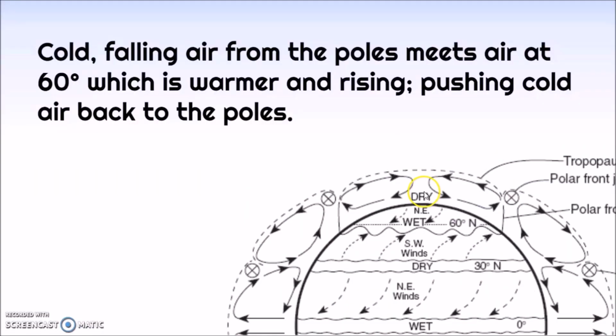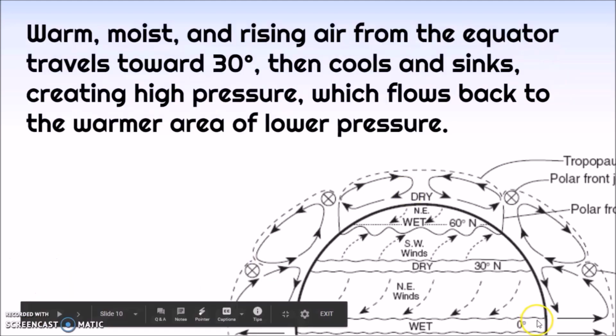In the North Pole, the cold air is going to fall. By the time it reaches 60 degrees latitude, it's going to meet this warm air that is heating up over here. It's then going to be pushed up back towards the North Pole. Warm air rising from the equator will get cold and start to sink by the time it reaches 30 degrees north. Because of this high pressure, it's now going to go back towards the equator.